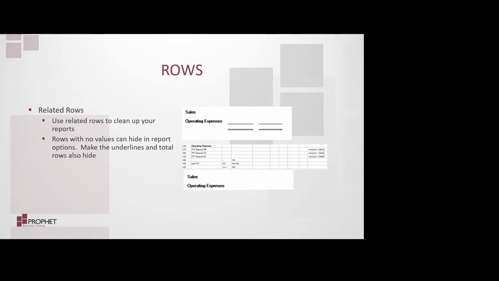You can use related rows to clean up your reports. Rows with no values can hide in report options. However, the underlines and the totals don't auto-hide. So to make those hide, you can use related rows.